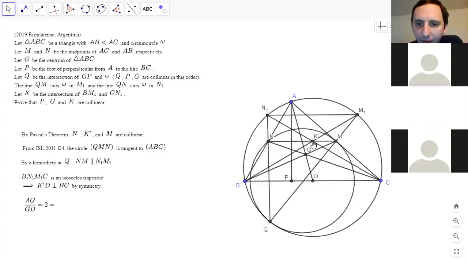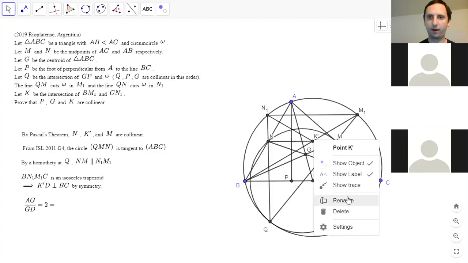Oh, so that's like a faster way. So the homothety that sends ABC to DMN has center G. Yeah, I guess that's the same thing as showing that AG over GD is 2, which is AP over KD. I guess you could probably prove the property of the homothety using that. I'm just going to write it out.